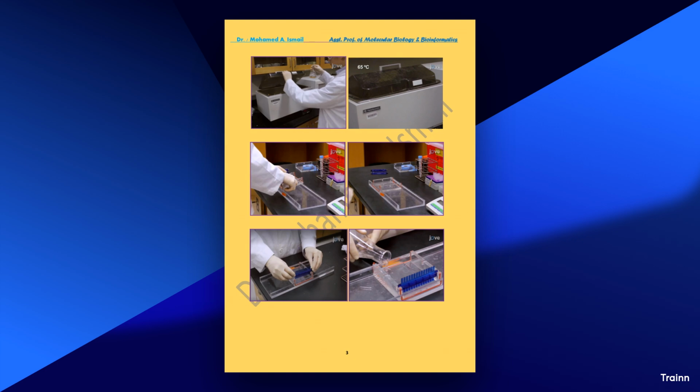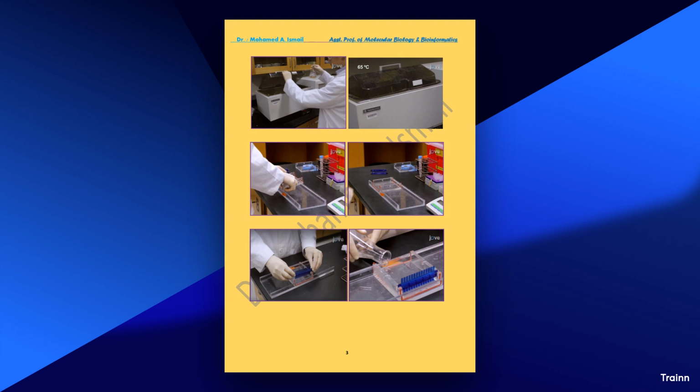5. Staining and visualization. Staining methods. Common DNA stains include ethidium bromide, which intercalates between DNA bases and fluoresces under UV light. It is a potent mutagen, so safety precautions are necessary. SYBR green, a safer alternative that also binds to DNA and fluoresces, often used in real-time PCR.